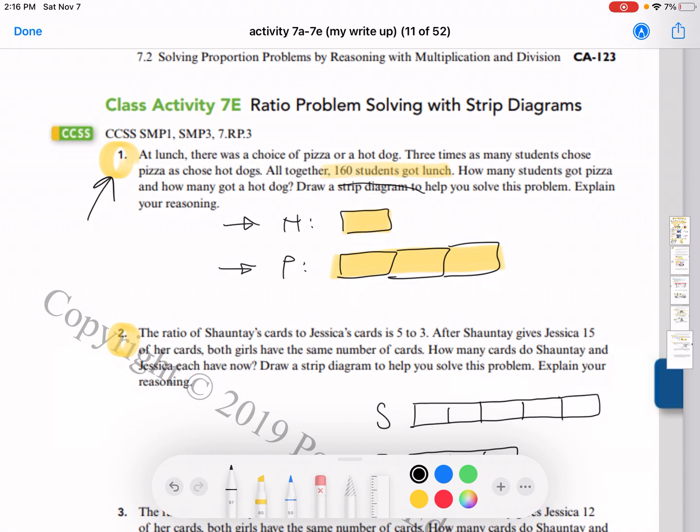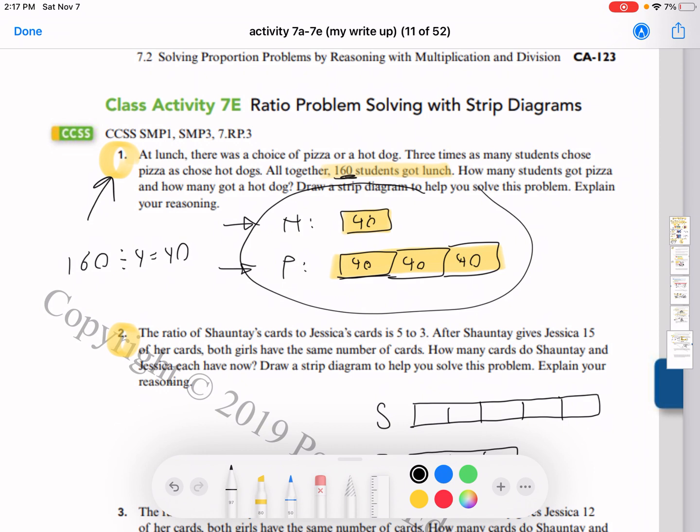So that says all of this together, these 4 pieces makes up 160 students. So if you take 160, you divide it by 4, you should get 40, which means this has to be 40, 40, 40, 40, and 40. So I would say 120 students got pizza and 40 students had hot dogs. And then hopefully we can see, you add those together, you get 160, and the pizza is 3 times the amount of students that got hot dogs.